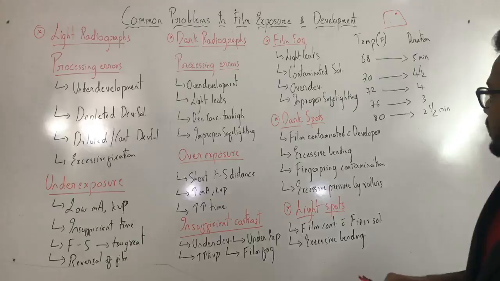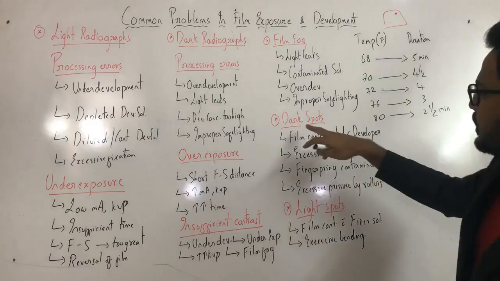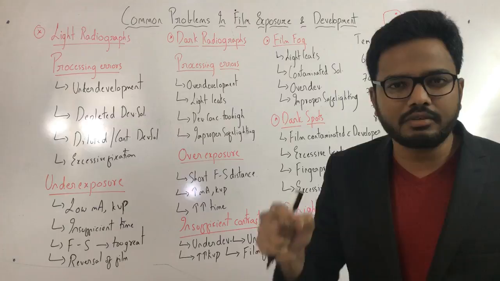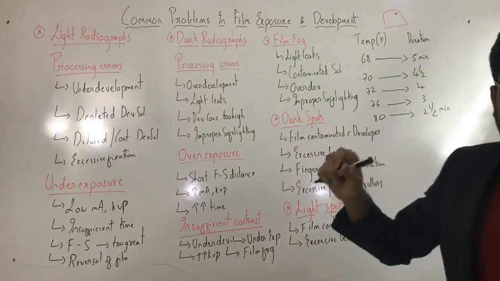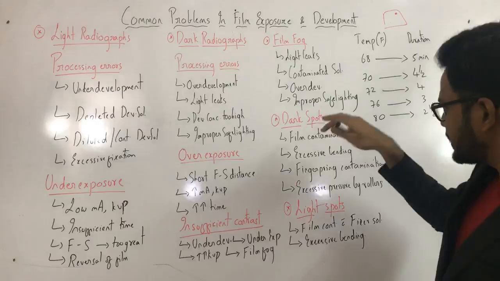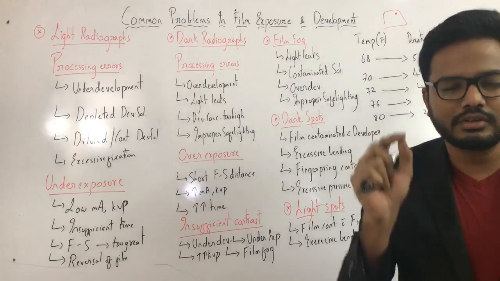For dark spots, we have two opposite reasons in both. A dark spot can also be because of when your film is in contact with your tank in fixer solution. So please listen to this carefully. When your film is in contact with your tank in fixer solution, it can lead to a dark spot. And when the film is in contact with your tank in developer solution, it can lead to a light spot.